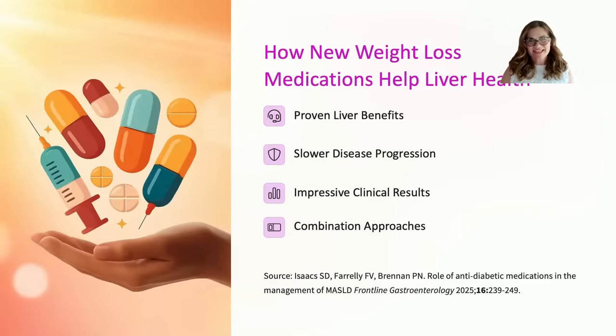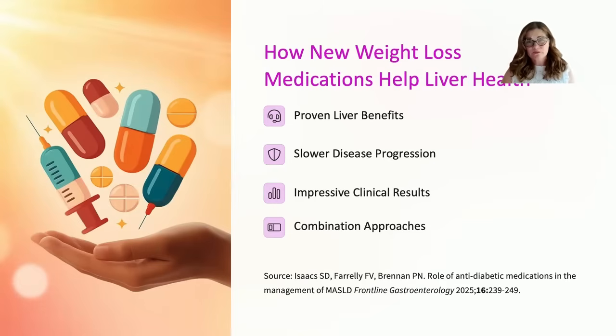Next, let's talk about medications, specifically new weight loss medications that are showing real promise for people with liver disease. These medications aren't just about the number on the scale. They've been shown to provide direct liver health benefits, especially for people with MASLD or MASH. Research has shown that these medications can slow the disease progression, lower liver enzyme levels, and reduce liver fat content. And these improvements have been seen in both liver scans and blood work.